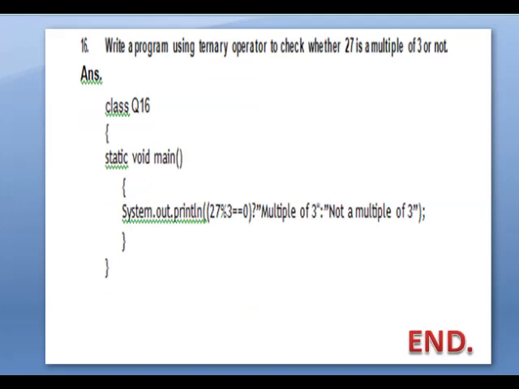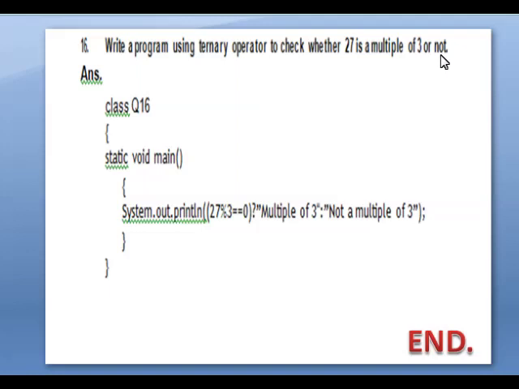Write a program using ternary operator to check whether 27 is the multiple of 3 or not. तो आपको पता है ternary variable मतलब question mark, first condition, then question mark. If the answer is true, we have to take the first part of the answer before the colon, and if the condition is false, we will take the second part after the colon as the answer.